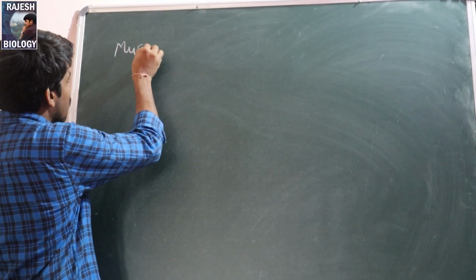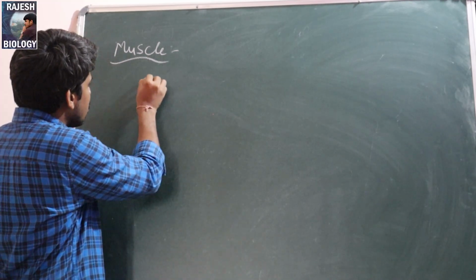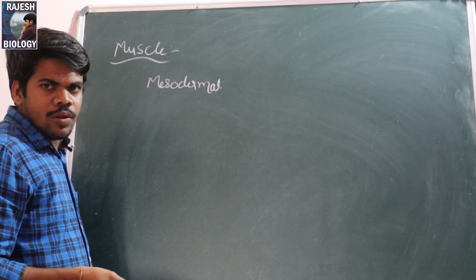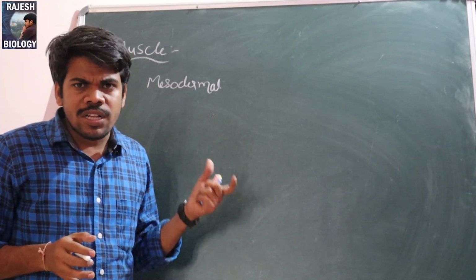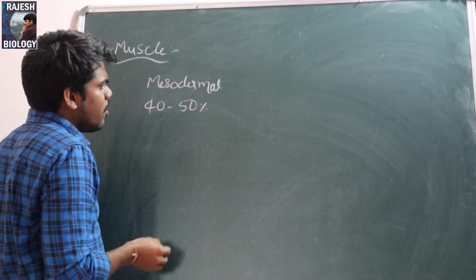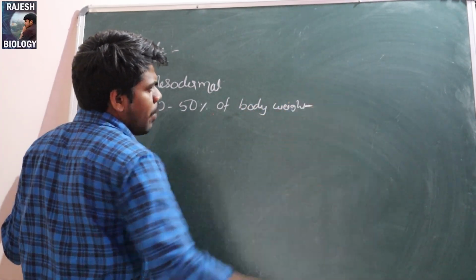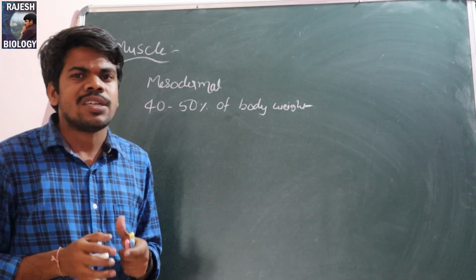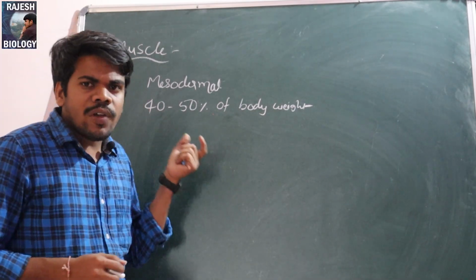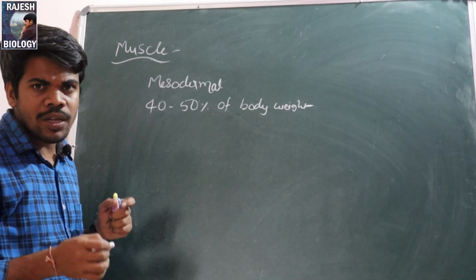Any muscle, the muscular tissue is mesodermal in origin. The muscular tissue is what? Mesodermal in origin. Out of three primary germ layers, the muscles are formed from the mesoderm, and 40 to 50% of the body weight is contributed by the muscles. If any person has 60 kgs body weight, nearly 30 to 35 kgs is related to the muscles only. So 40 to 50% of the body weight is contributed by the muscles.